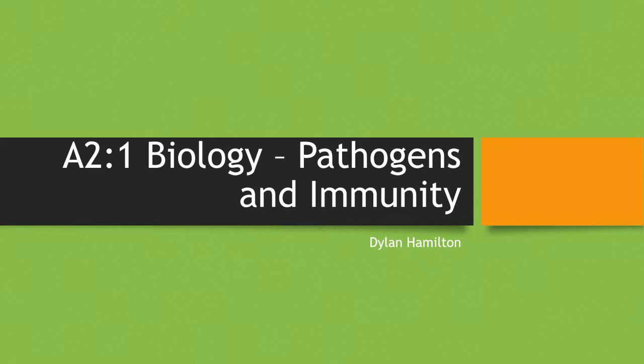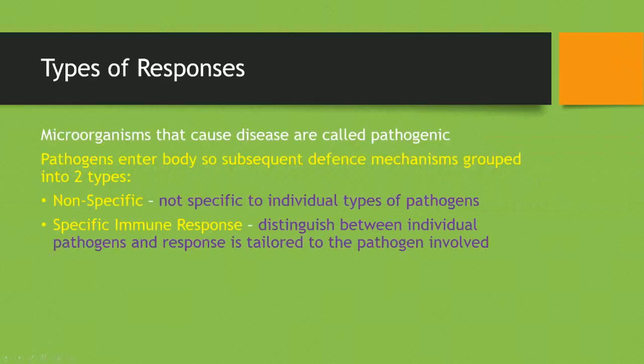I'm your host Dylan Hamilton, guys, and we're back here with the first technical part in the immunity sequence: pathogens and immunity. The reason why I left this last is because it's probably the longest part of immunity, and it can be the hardest bit to get your head around. It's also part of AP1 biology, and let's get straight into it.